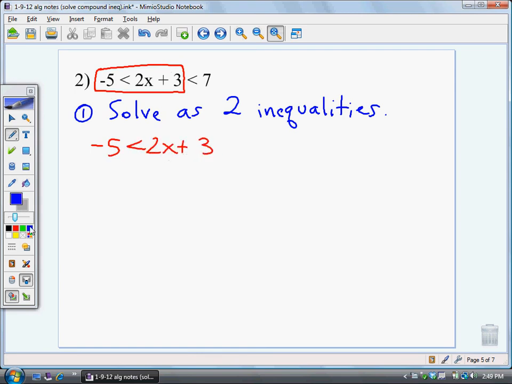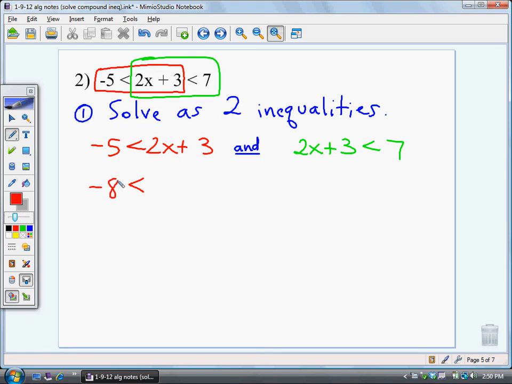And we have the word and, remember, because of the way it's written. Our second inequality is this one: 2x plus 3, same 2x plus 3 that we had in the first inequality, and it's less than 7. And we need to solve that. Now, to solve each inequality here, we're going to subtract 3. And since I'm subtracting, keep my inequality the same.